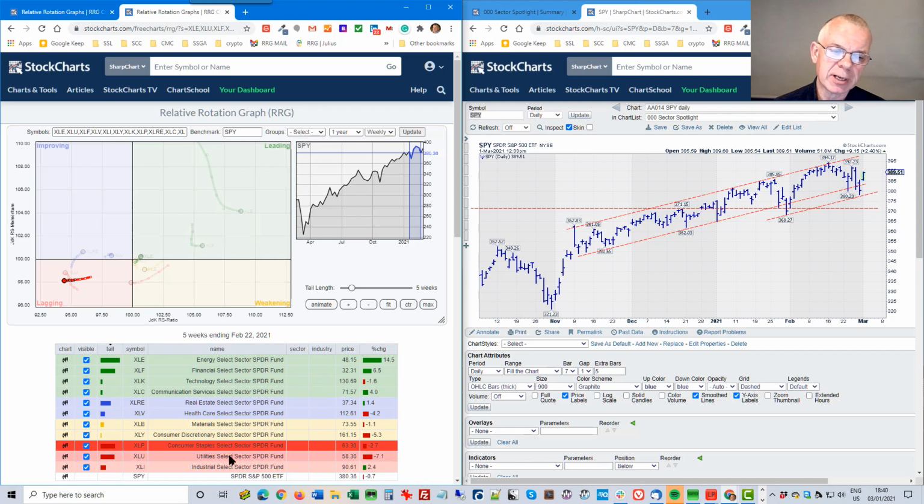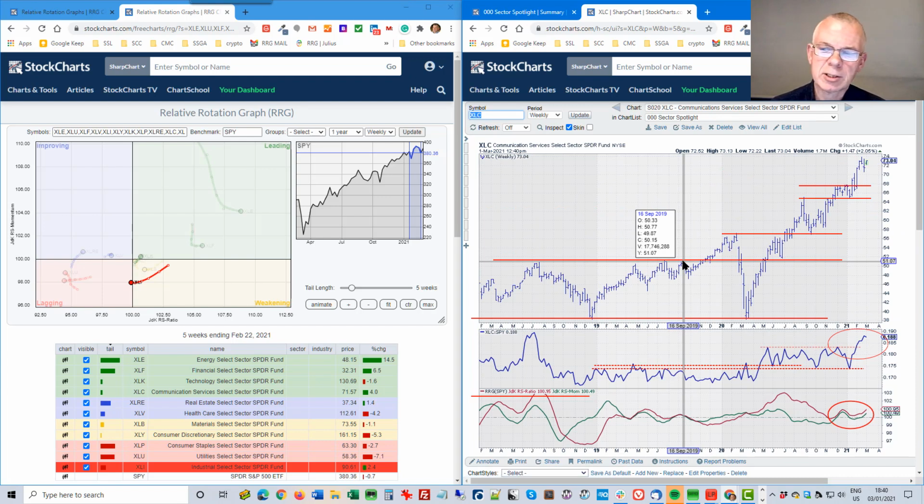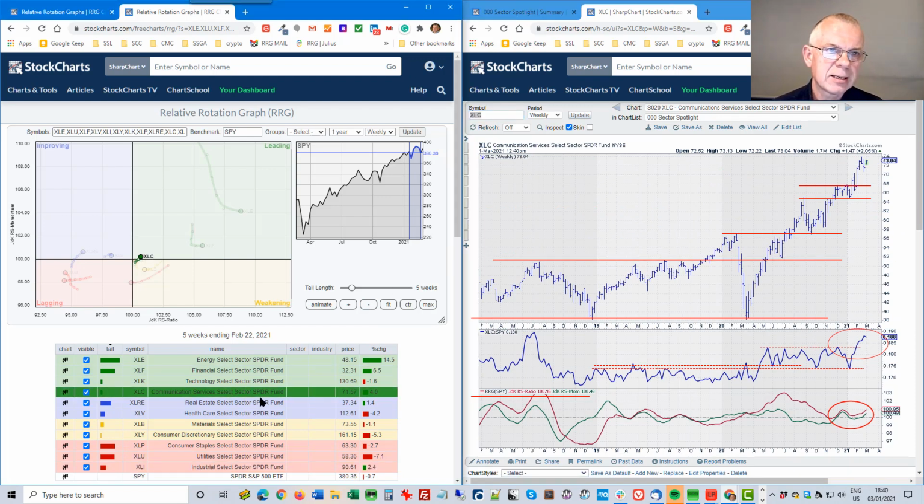On the weak side, we have staples, utilities, and industrials moving there. So it's a pretty good week on the daily for industrials, but on the weekly, not too much. So here is communication services, and that is actually confirming that weekly tail where it's moving further into the leading quadrant, breaking out of that range. So nice rotation for communication services.